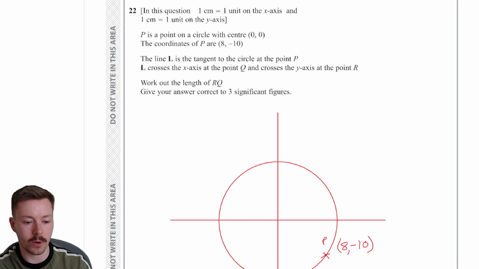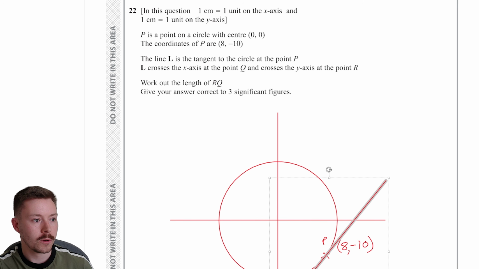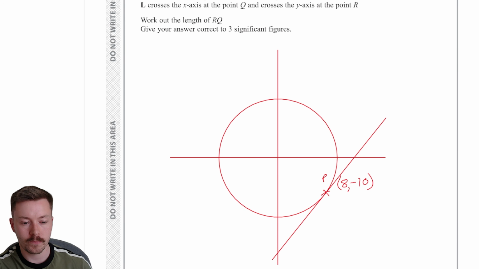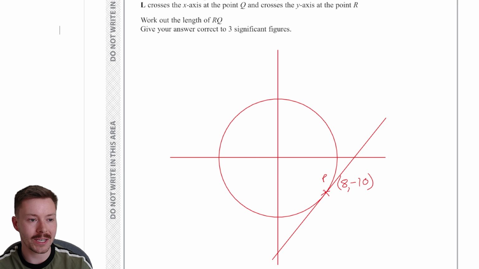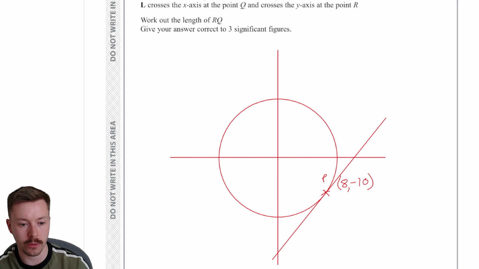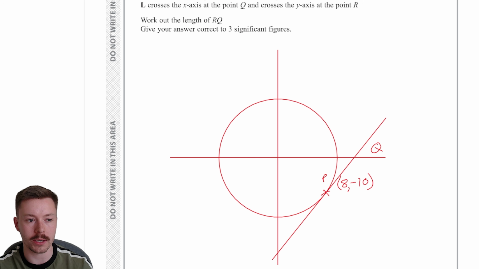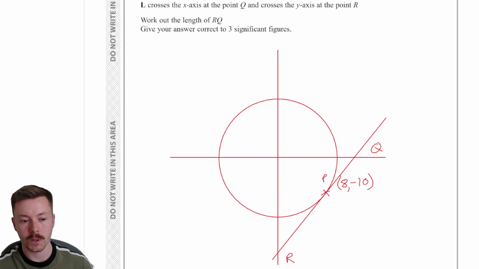Now I'm going to do a line that goes through my axes and is tangent at the point P. So there we go, perfect. Scroll down so you can see how good that is. There we go. Not a bad sketch. Work out the length of RQ. Now it says crosses the x-axis at the point Q. So let's put that on. That's Q over here. But we don't know what that is. And then we've got R down here. But again, we don't know what that is.